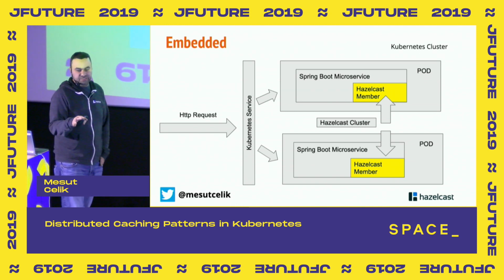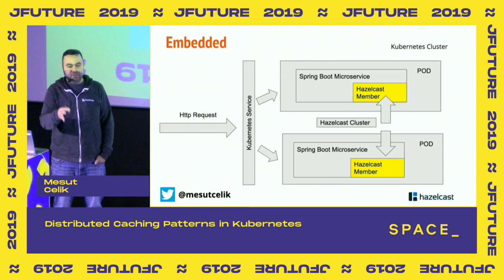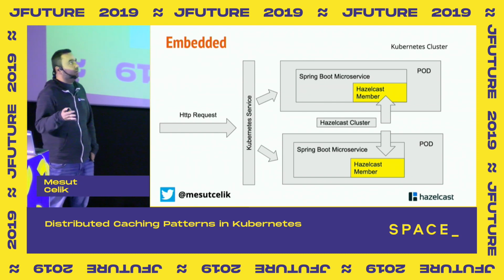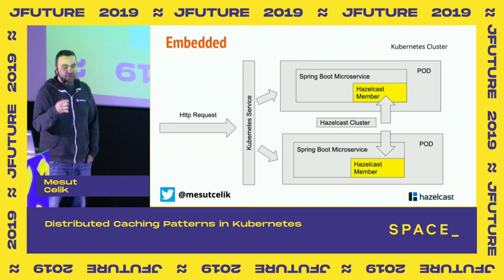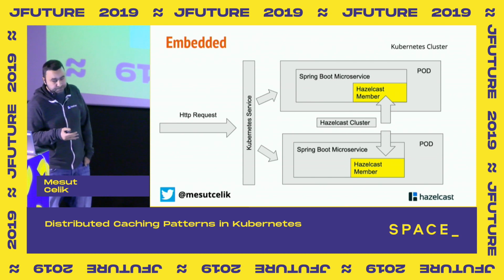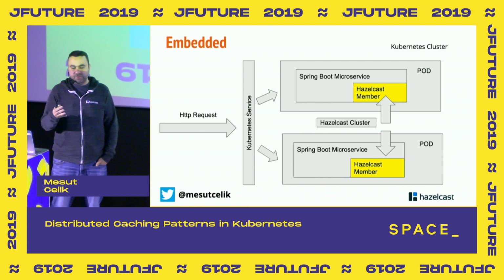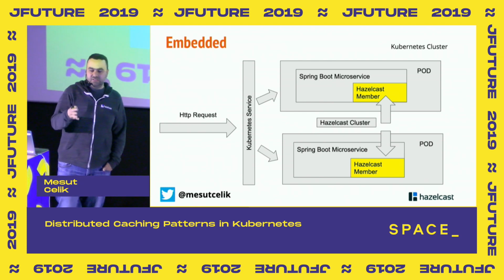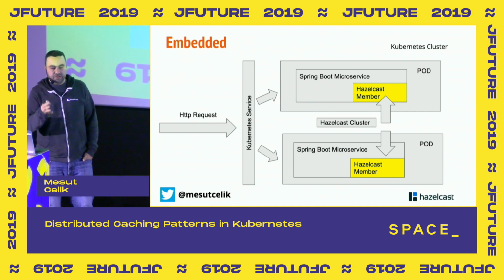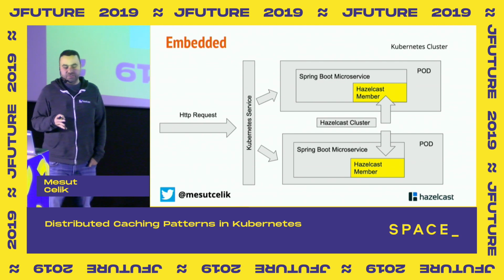So this is a pretty basic Kubernetes environment. You just get the HTTP request, and it is terminated by the Kubernetes service, which is a load balancer, and then this one is sending the request directly to your microservice. So when you receive the HTTP request in your microservice, in this pattern, each microservice is starting a Hazelcast member inside the Java virtual machine. So in that sense, it is embedded.